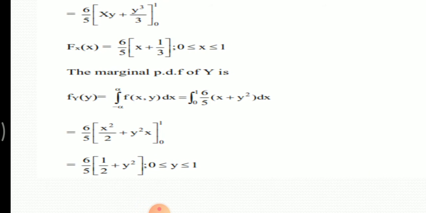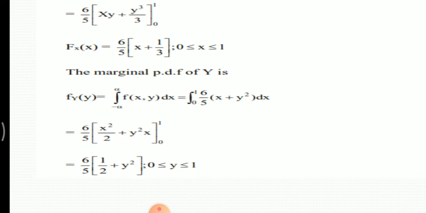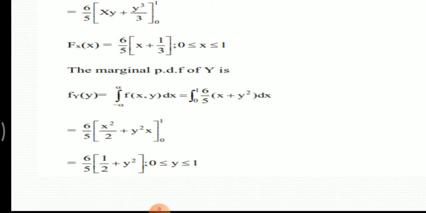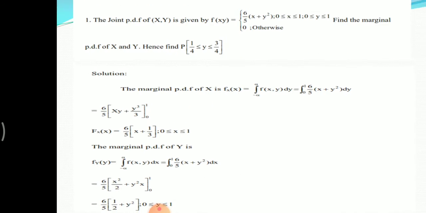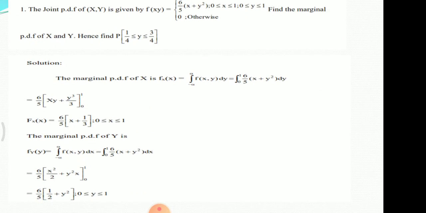Next step, the marginal PDF of y. Similarly, by the same process, f_Y(y) equals the integral of f(x,y) dx, with limits from minus infinity to infinity. Here x varies from 0 to 1 as given in the question. Now the integration, by the same process as the previous step, gives the final answer 6/5 (1/2 + y²), where y lies between 0 to 1. Right? Next slide.